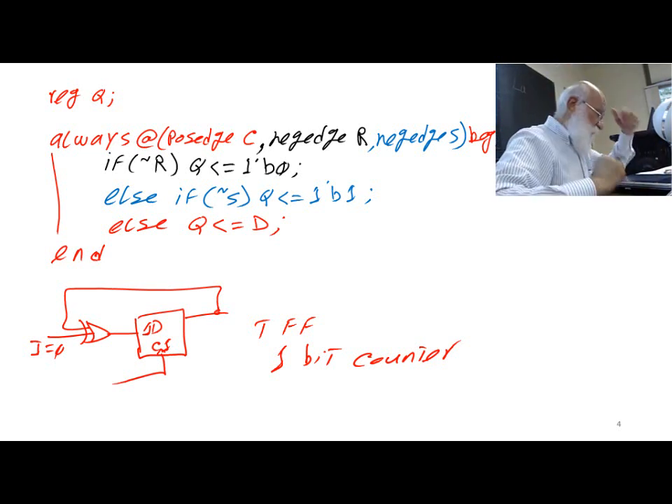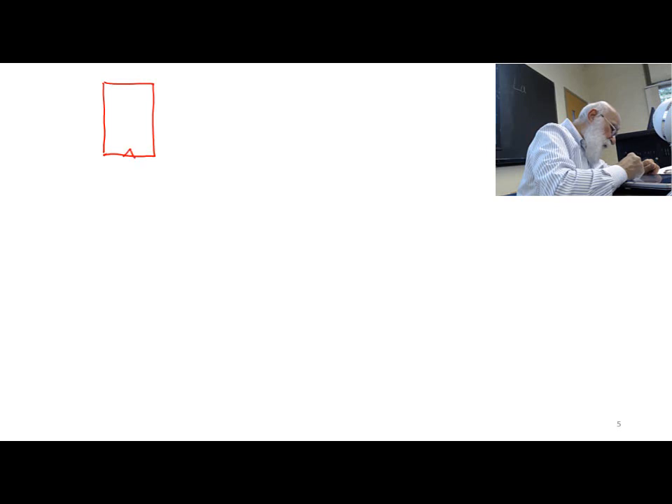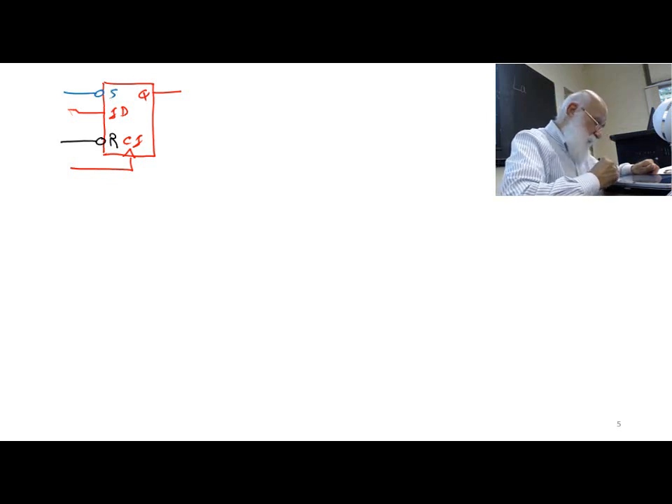Before we continue, I have to explain something, and actually it's nothing that we haven't seen before, but I want to show the difference between the synchronous and asynchronous timings. See, this is my flip-flop, C1, 1D, Q. This is my active low reset, this is my active low set.